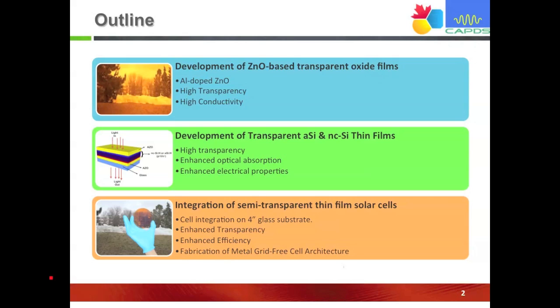Also, our second target is to develop a transparent doped layer and a very good absorber layer based on amorphous silicon or nanocrystalline silicon. And at the end, we try to integrate our previous findings on the conductive layer and the transparent doped and absorber layer into a device integration and fabrication of the final cell.